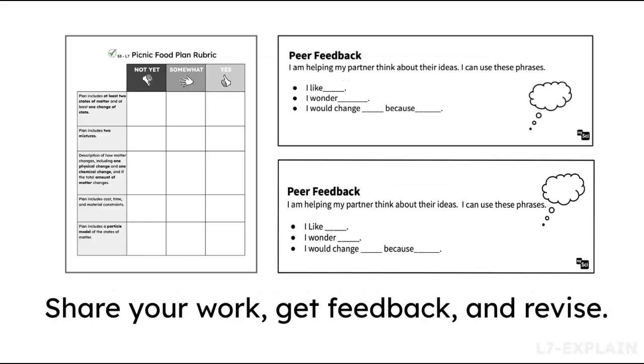For the Explain portion, you'll scramble student groups so teams can share their ideas. You'll have students share their work and evaluate it based on the Picnic Food Plan rubric student journal page. Students should give each other feedback and revise their work based on peer feedback. While students share, you'll have them use the 3rd through 5th grade MySci peer feedback table tent to help guide their discussions.